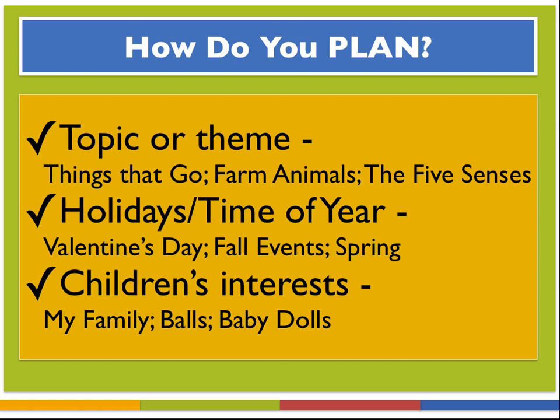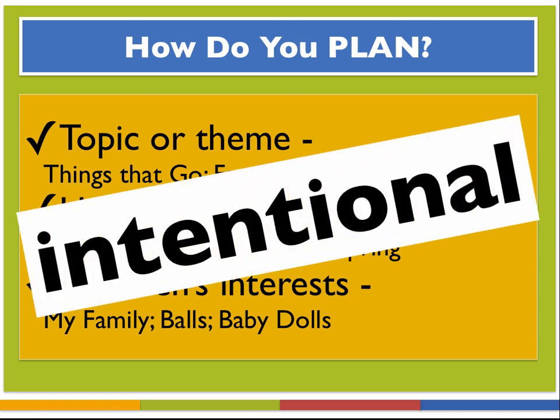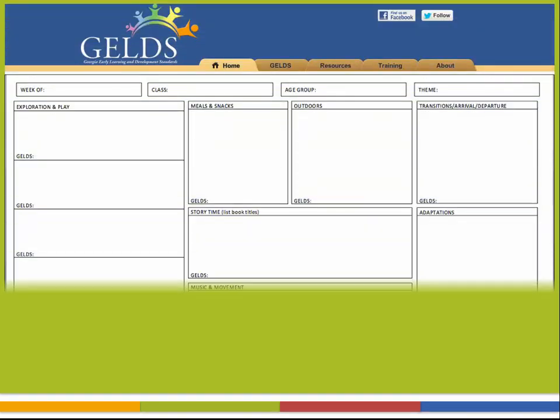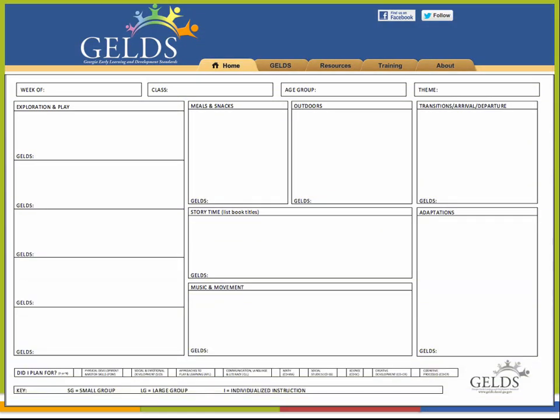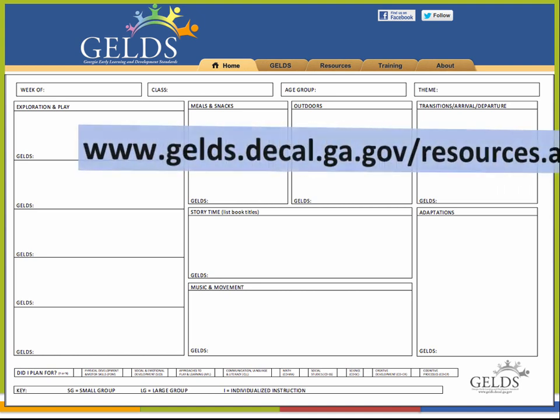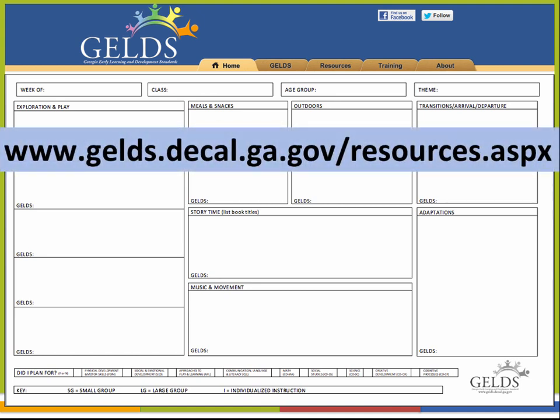Other teachers use their children's interests in their plans. Be sure that you are intentional in what you are teaching. The indicators reflect what we need to teach, not what the children already know how to do. For the examples in this podcast, we'll use a lesson plan template that you can find on the GELDS website under Resources.